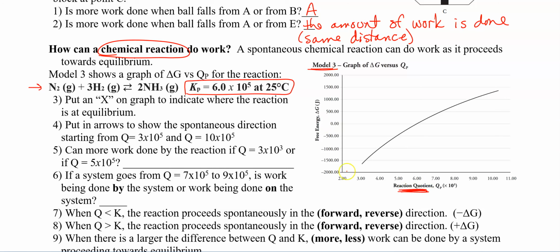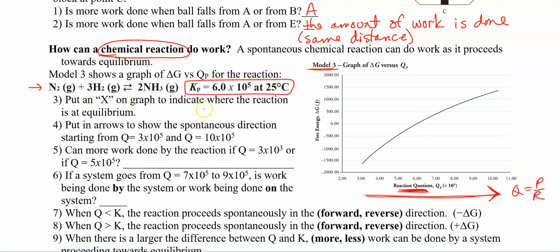As you move this way to the right, the quotient is increasing, and what that means is Q is always products over reactants, right? And so as Q gets bigger, you get more and more products. So in a sense, you're doing the reaction in that forward direction as Q gets larger. So as we go across, the reaction is proceeding.